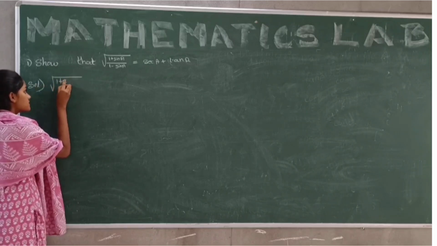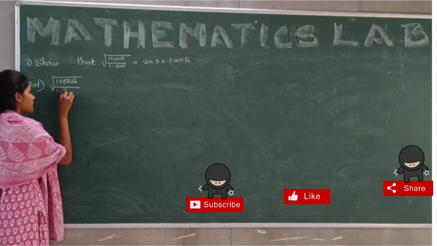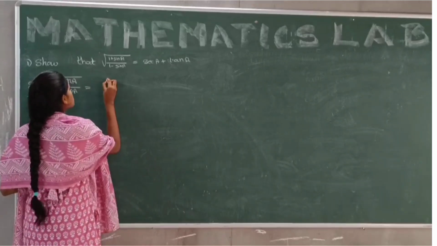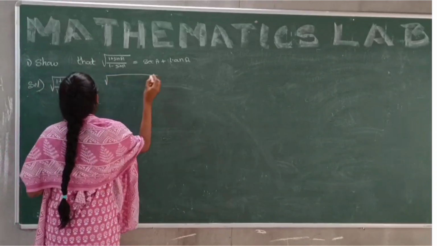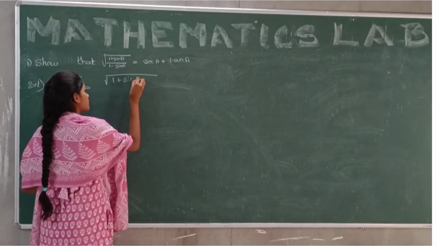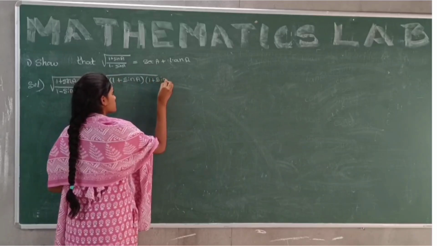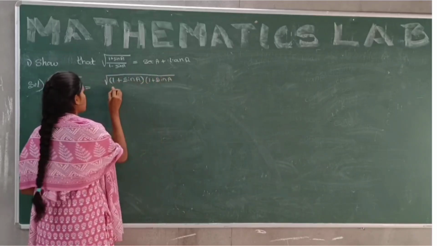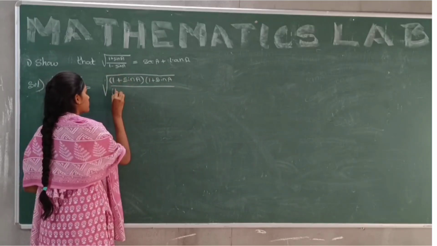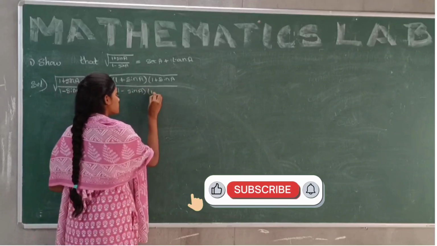Root (1 plus sin A) by (1 minus sin A) equal to root (1 plus sin A) into (1 plus sin A) by (1 minus sin A) into (1 minus sin A).